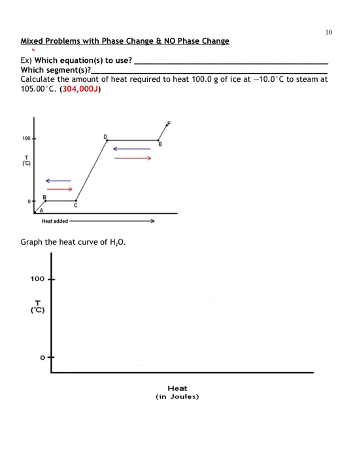So if I try to find negative 10 degrees Celsius on the temperature scale, it's about right here, estimated. And right here, being negative 10 degrees, is where X marks the spot for the starting point. Now I'm going to try to get to steam at 105. 105 is right here, and I'm going to draw a dotted line so I can see that it is 105 degrees Celsius.